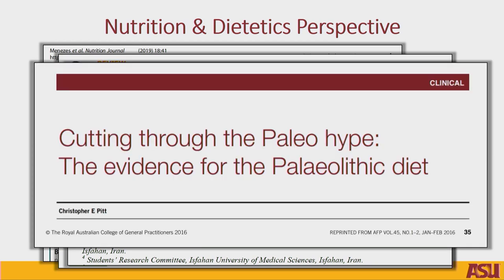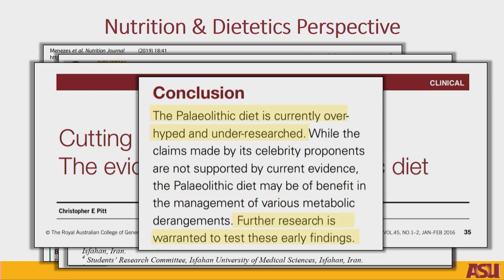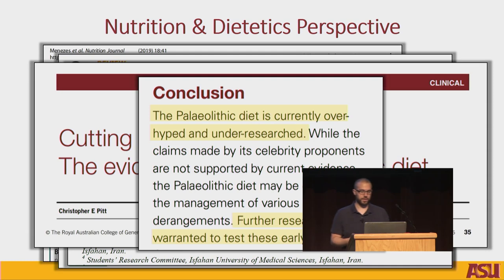So in 2016, Pitt wrote a response to some of the randomized controlled trials that were coming out at the time, Cutting Through the Paleo Hype: The Evidence for the Paleolithic Diet. And he concludes that the paleolithic diet is overhyped and understudied. Overhyped because it's one of the many fad diets that are just buzzing in the media, and under-researched because the level of evidence that we have to fully support its use is minimal. And then, of course, it continues on to say that further research is warranted.